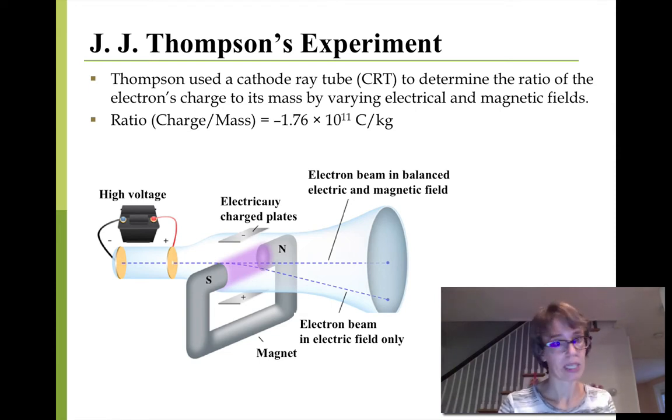So there's a lot of permutations to this experiment, but what was found was the ratio of charge to mass for an electron, and it's a negative value indicating the negative charge, and there's a lot of charge per unit of mass.